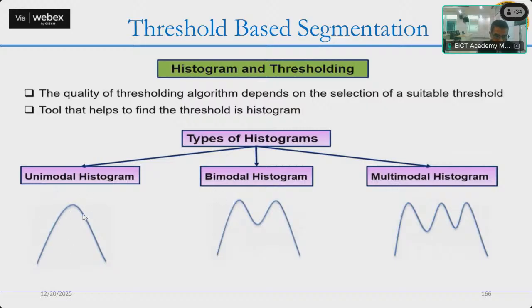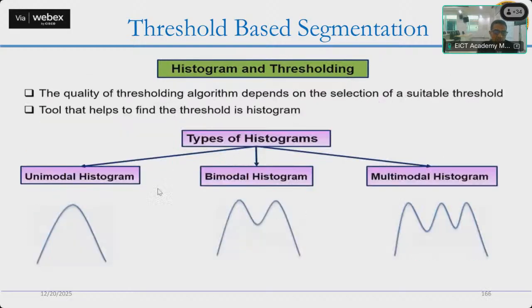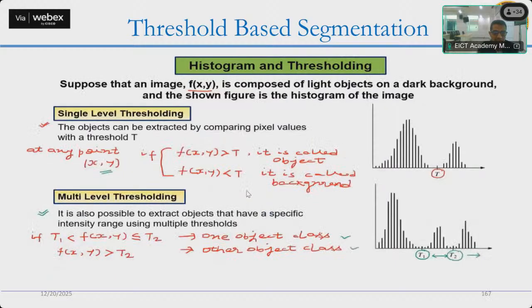Unimodal means only one peak is there. In bimodal, there are two peaks. In multimodal, many peaks are there. Mode basically refers to a peak. So how will we apply it? That we will see.